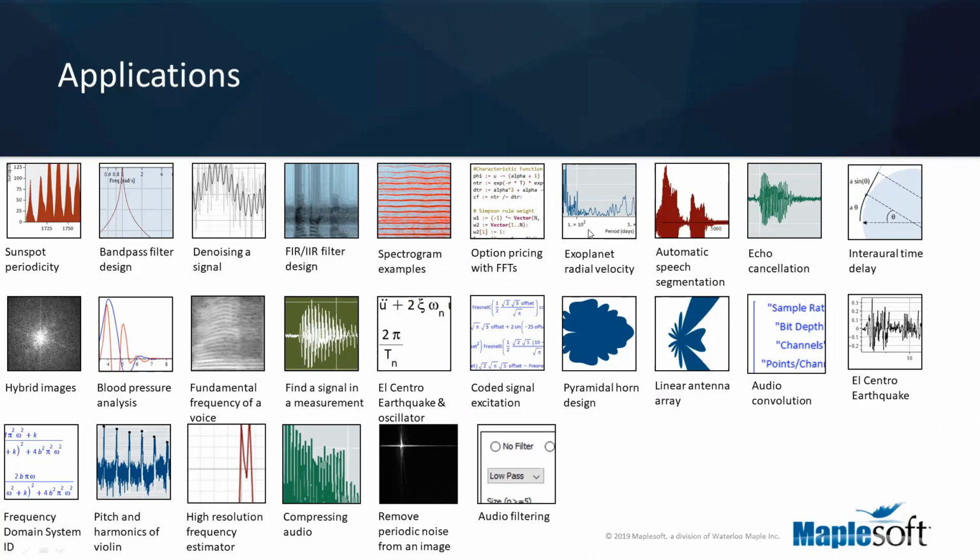This application is pretty interesting. It demonstrates how you can estimate the spectra of irregularly sampled data. And specifically in this application, we use that concept to predict the existence of an exoplanet. This application demonstrates how you can design a pyramidal antenna using Maple's numeric solvers.